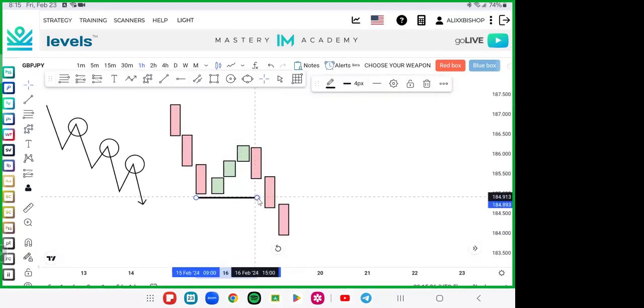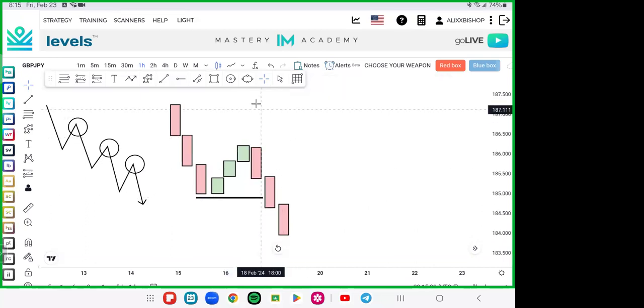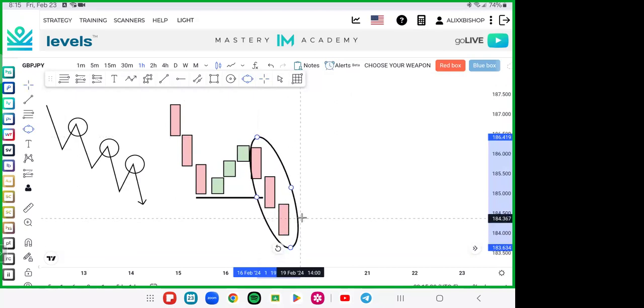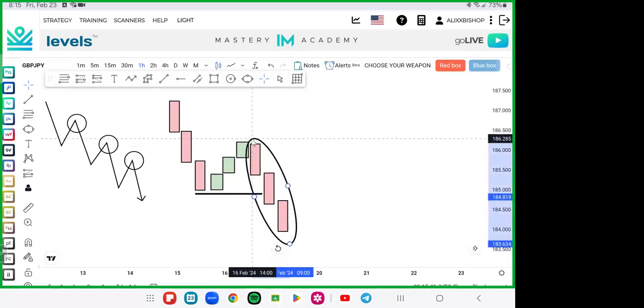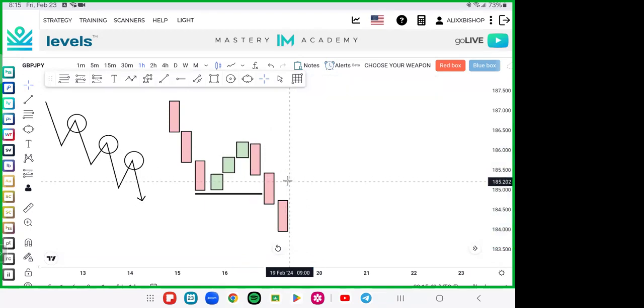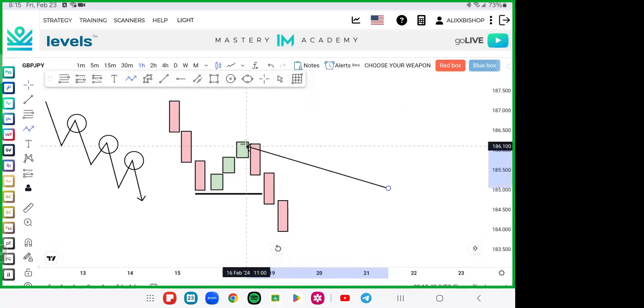Anytime that we break structure, we need to find the breakout rally. Boom. This is my breakout rally, guys. Can you guys see that? Does that make sense, everybody? We need to find the breakout rally. Once we see that rally, we need to follow that rally back up. One candle, two candle, three candle, boom, right here.